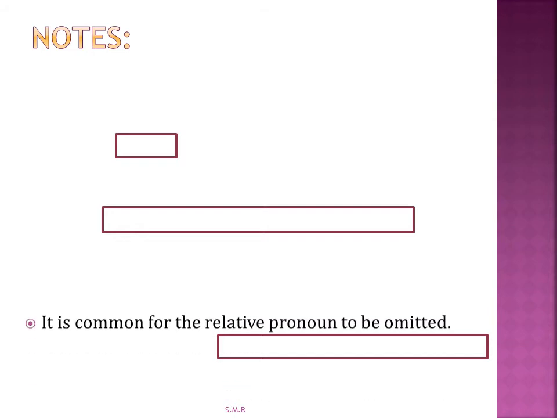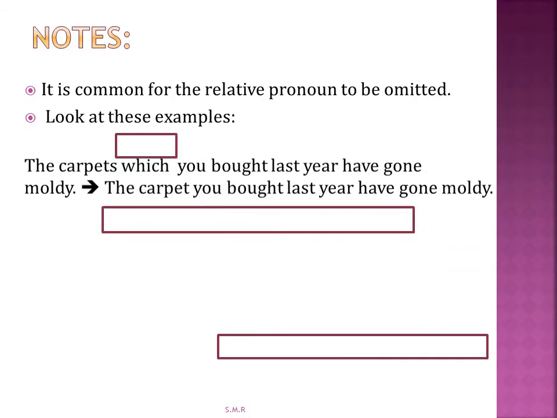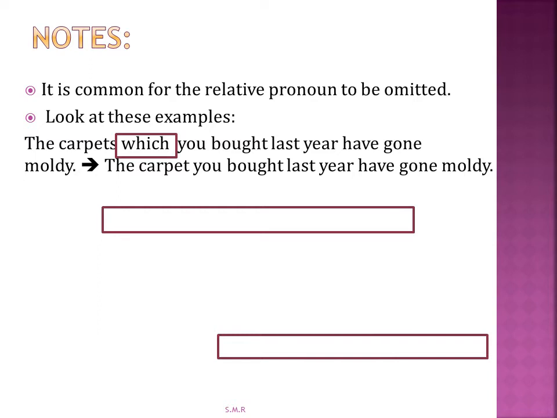Let's take some notes. It is common for relative pronouns to be omitted, so sometimes I don't see the relative pronoun in the sentence. I don't see which, I don't see who, I don't see whom. They are omitted, but they clarify, they serve the same purpose. Look at this example. The carpets which you bought last year have gone moldy. I can also say, the carpets you bought last year have gone moldy.